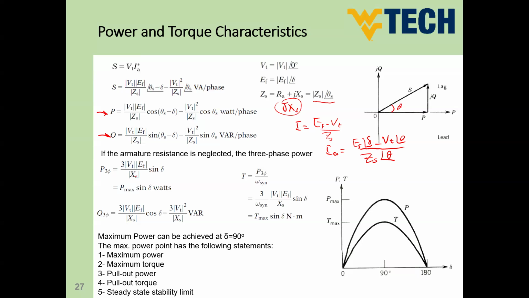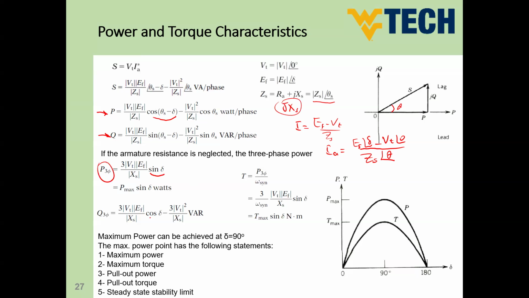So the power equation is going to be, in the 3-phase case, 3 V terminal phase, EF phase divide XS instead of ZS, and sine delta. So cosine 90 minus delta is sine delta. So this is now the 3-phase power relation.